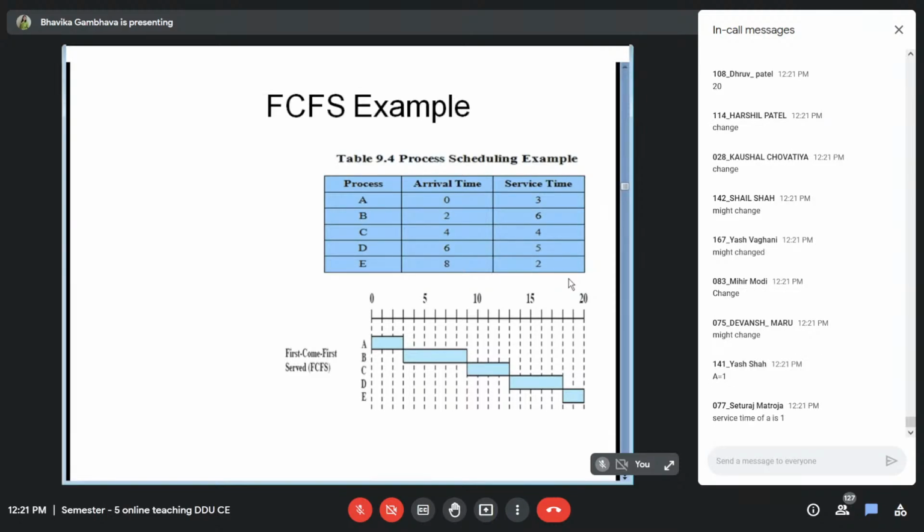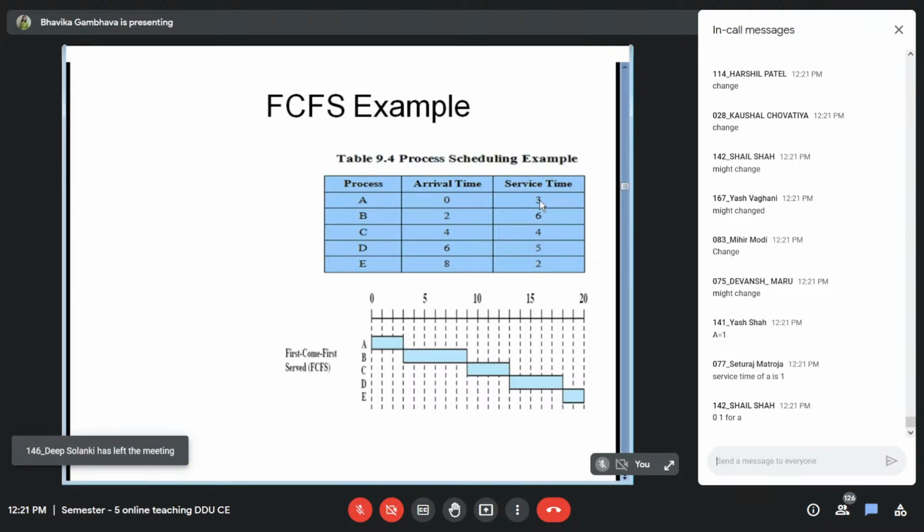Yes, if A is 1, exactly. If A is 1, and I'm making this 7, so it is 1, 7, 4, 5, 2, then total service time is still 20. But at 1, A has completed and B has not arrived. So in this case, even though service time is the same, our total completion will be different. There are many parameters which will affect the scheduling: your throughput, response time, turnaround time, efficiency, CPU utilization, so many things. It is not a black and white story that this one affects only this. Indirectly, there might be impact in many places.